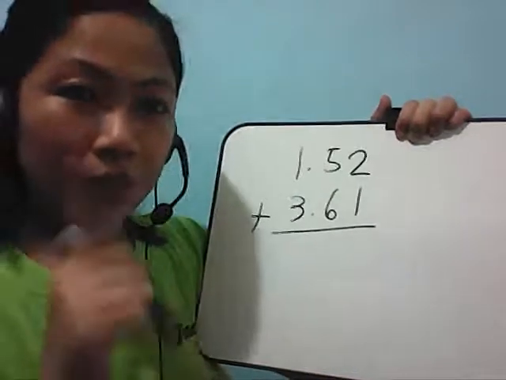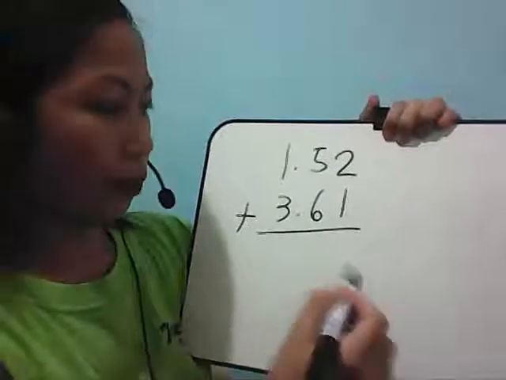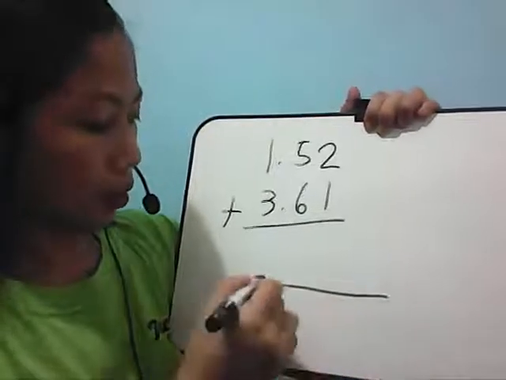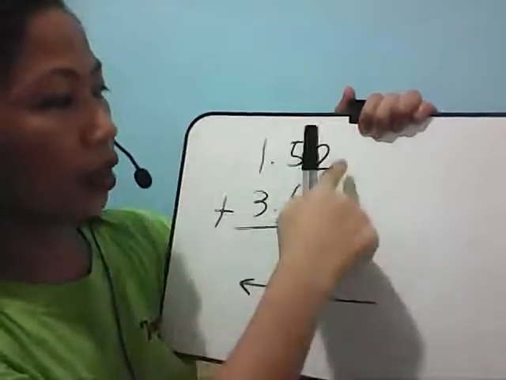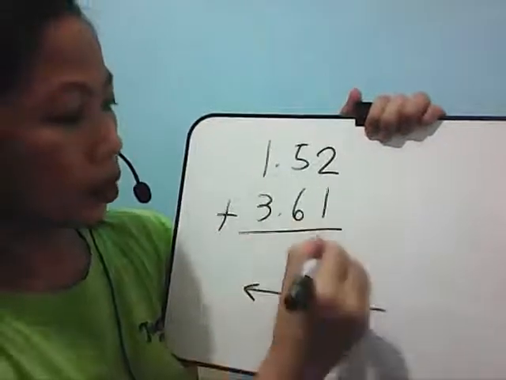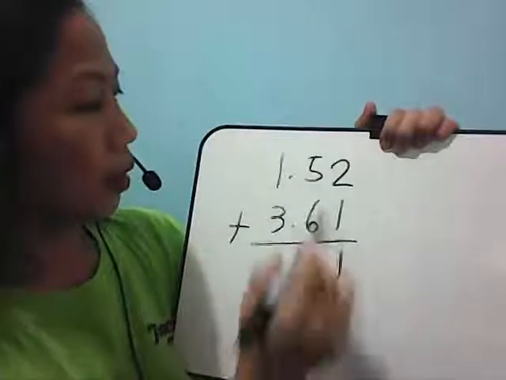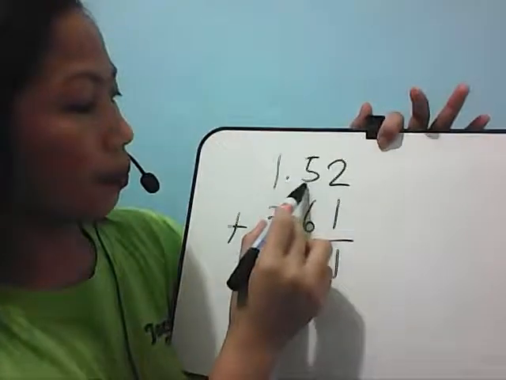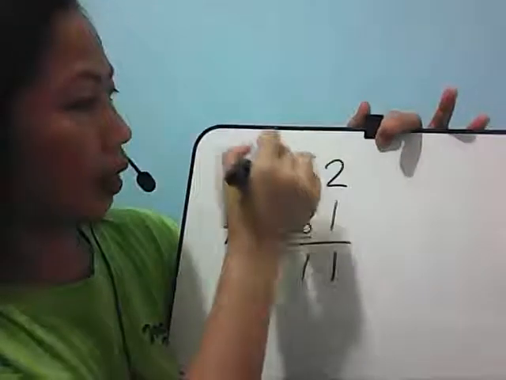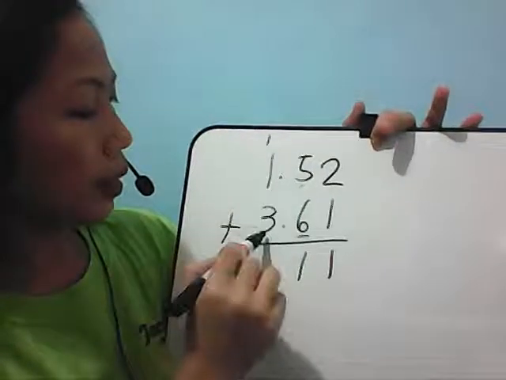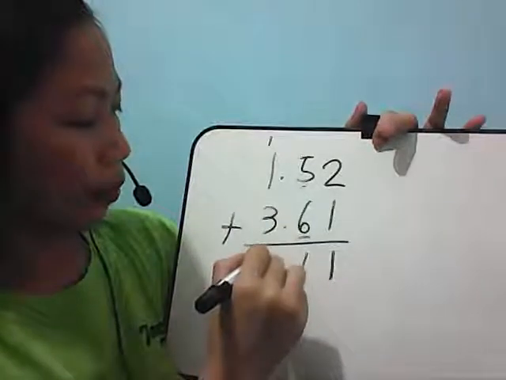Then, second, we are going to add this from right to left. Okay, papunta dito. It means from here, going here. Okay, 2 plus 1 is equals to 3. Okay, let's erase this para hindi magulo. And 5 plus 6 is equals to 11. Then carry 1. 1 plus 3 is equals to 4 plus 1 is equals to 5.